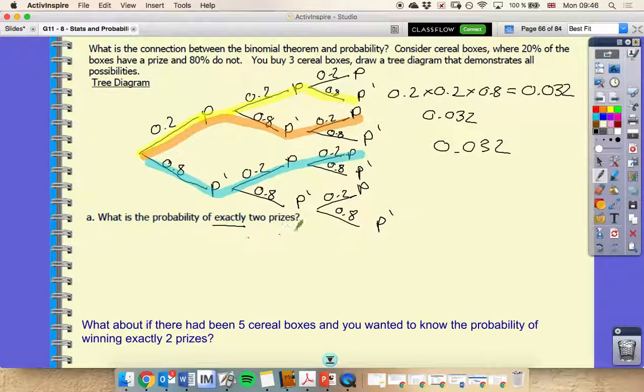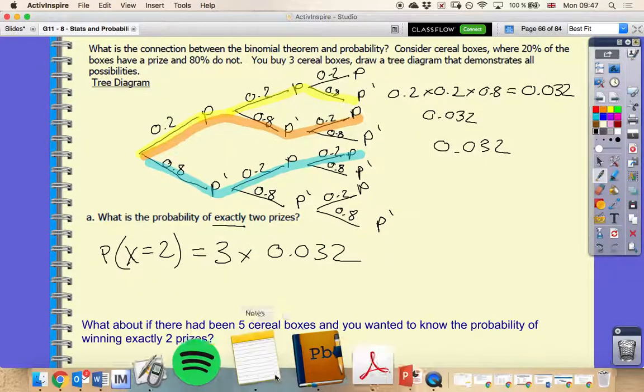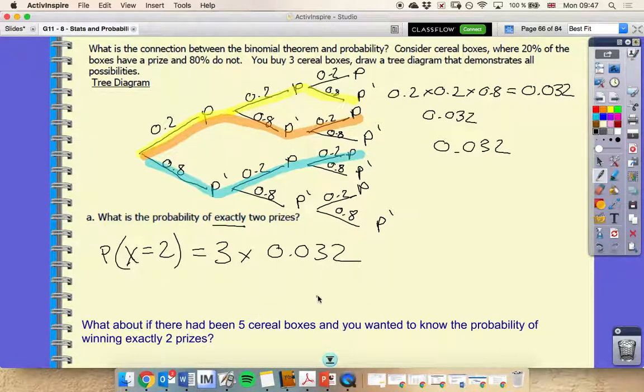Okay, so how do I find the probability? How do I finish that question off? Multiply by 3. Okay, yeah, we're going to add the 3 up, or we're going to multiply by 3. So the probability that we have 2 prizes is 3 times 0.032. Super. Okay, so far, not too challenging, I hope.